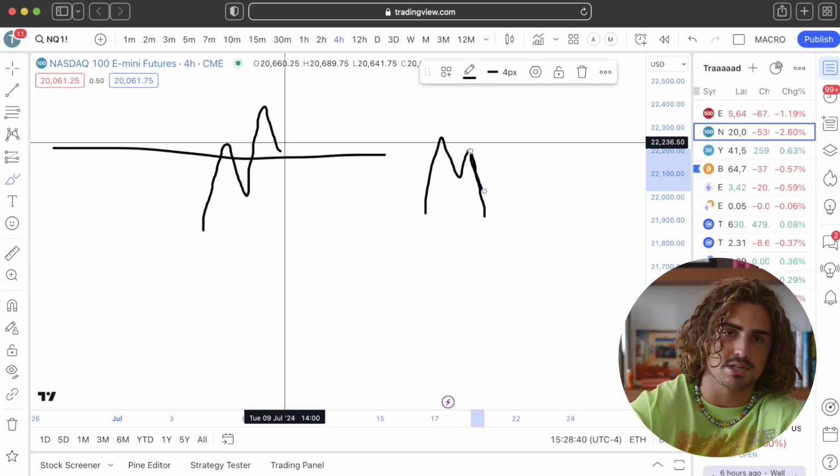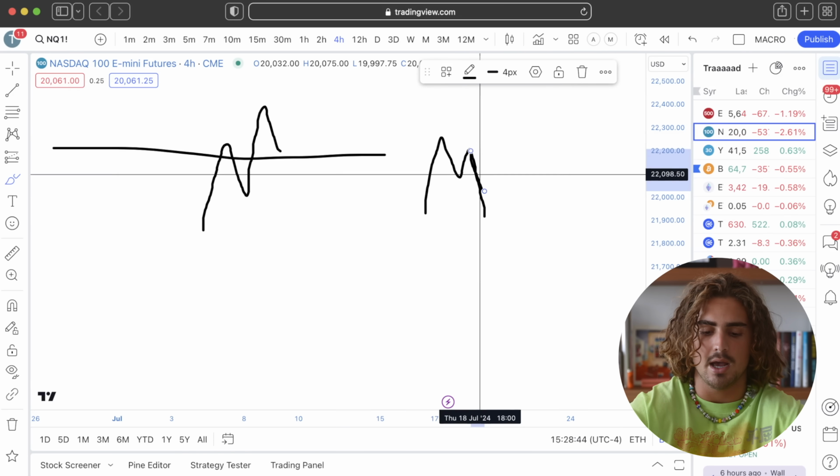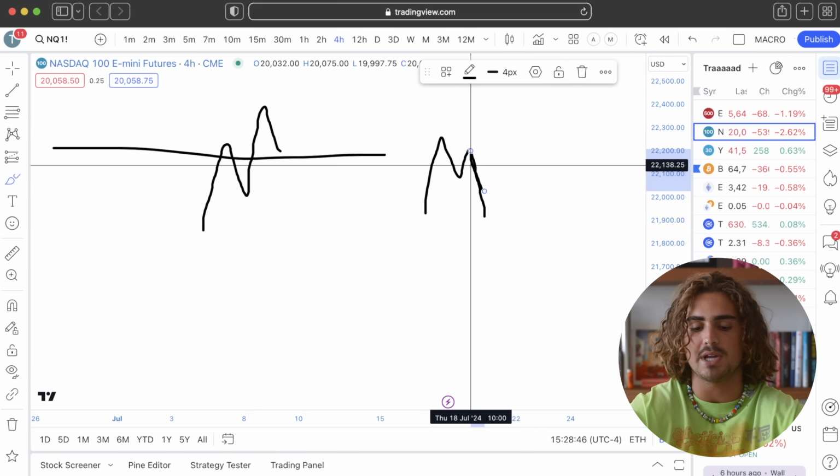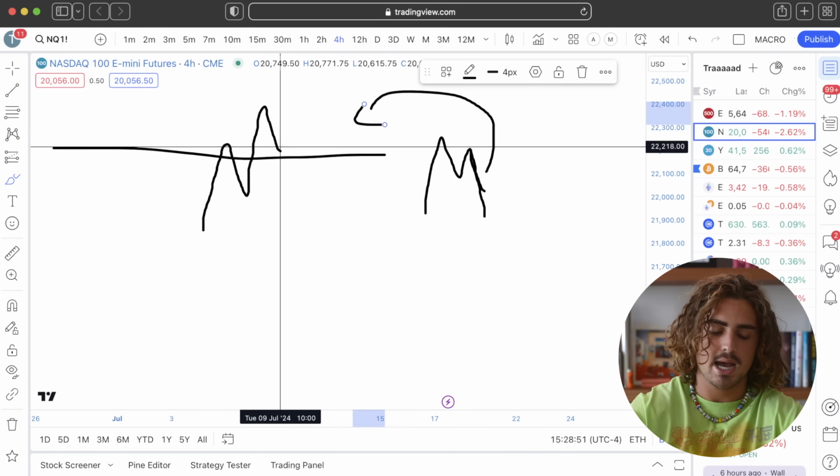And why do we want to enter off of NASDAQ? Because it's the lagging index, right? ES has already made a lower high right here. It's already made its move down, and it's pretty much telling us the future of what NASDAQ is going to do.